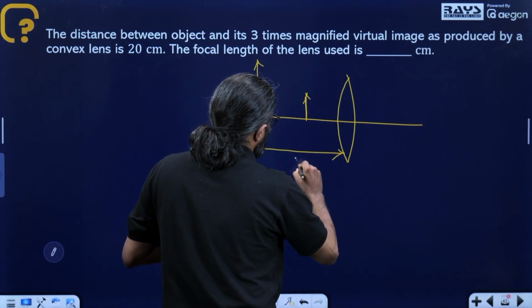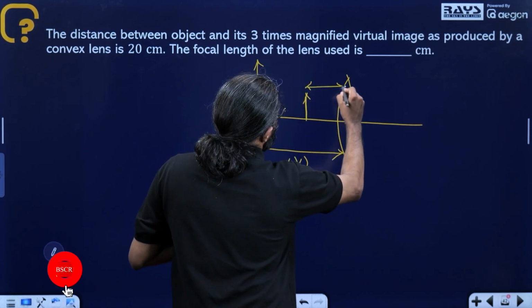So this distance will be V and this distance will be U.